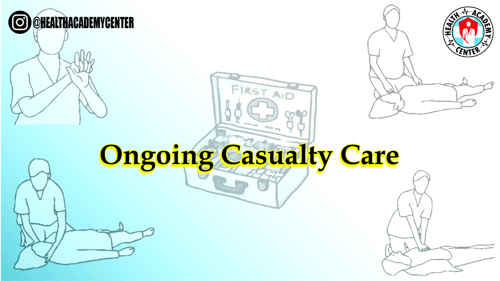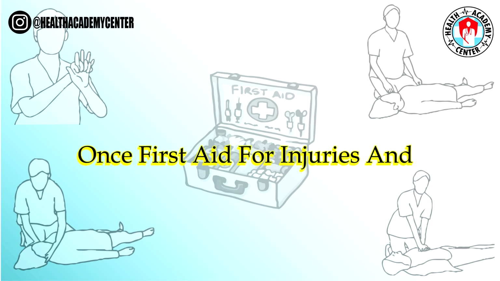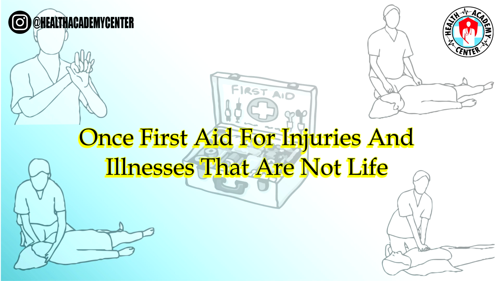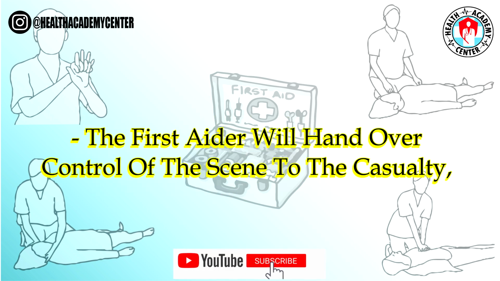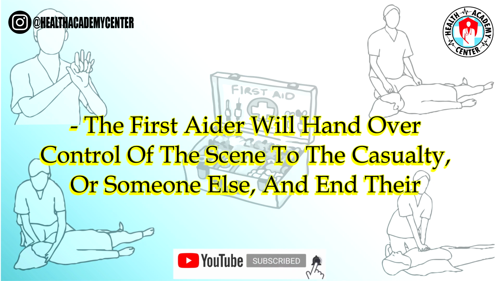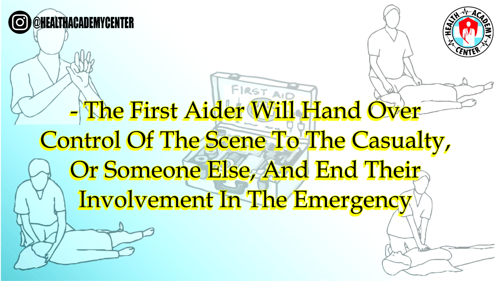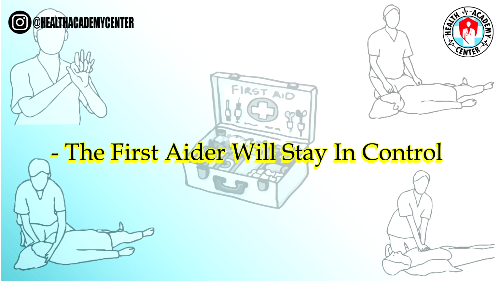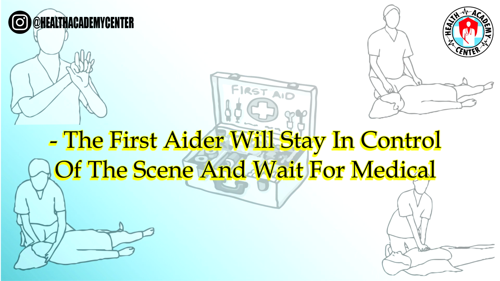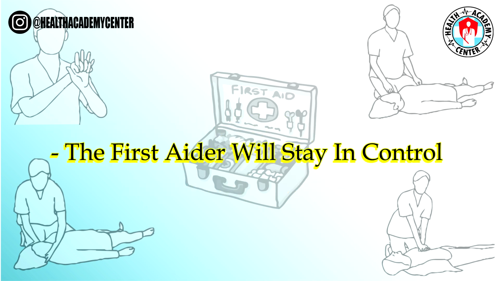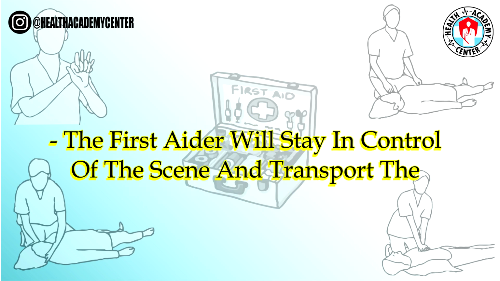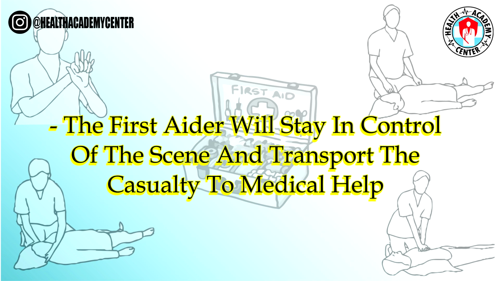Ongoing casualty care. Once first aid for injuries and illnesses that are not life-threatening has been given, the first aider will hand over control of the scene to the casualty, or someone else, and end their involvement in the emergency. Or the first aider will stay in control of the scene and wait for medical help to take over, or the first aider will stay in control of the scene and transport the casualty to medical help.